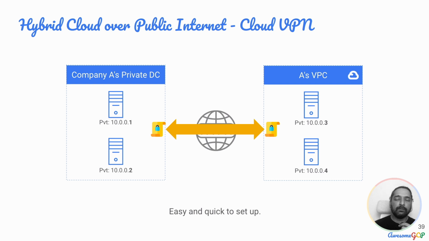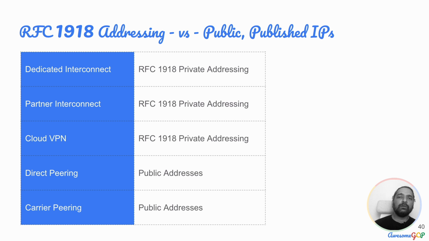So in those cases where you have none of the other proximity options, and you still want an encrypted connection over the public internet, Cloud VPN is what you would use. The interesting thing again is that you are able to have shared private RFC 1918 address spaces, so that is very convenient. Just looking at the options for private addressing versus public published IPs, the two interconnect options and VPN allow for RFC 1918 private addressing, whereas the peering options have access only to the public addresses.